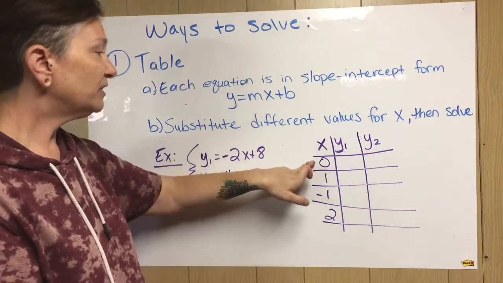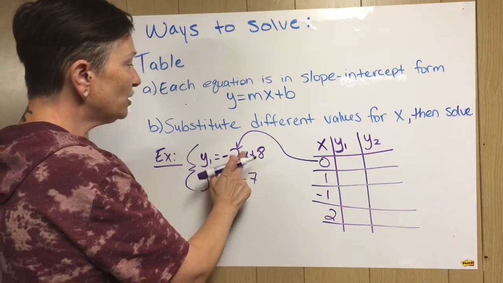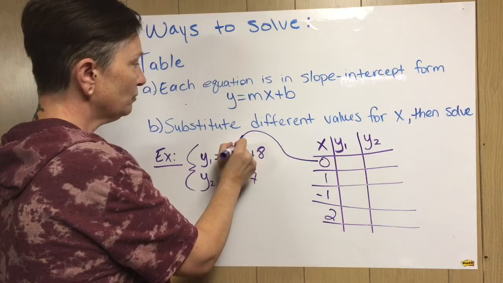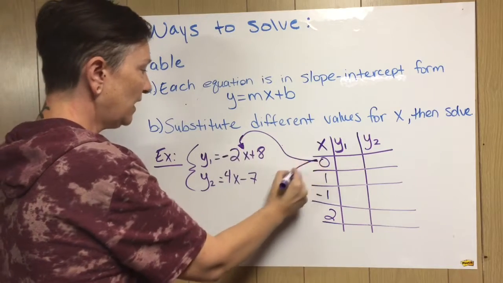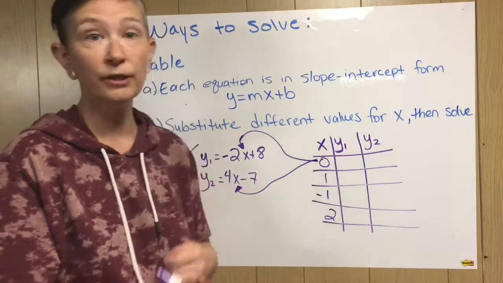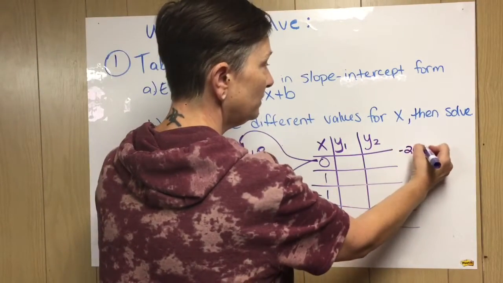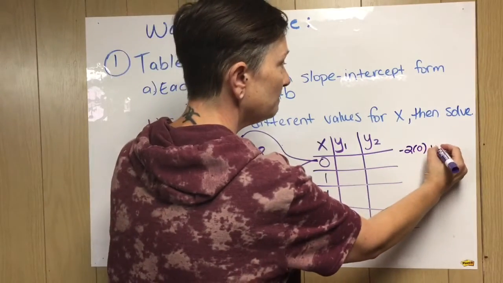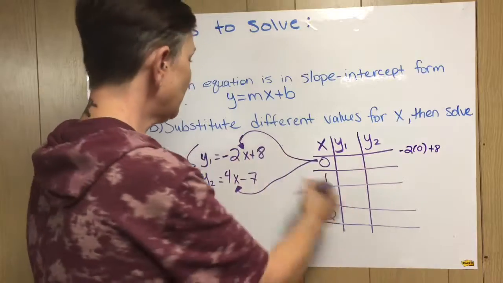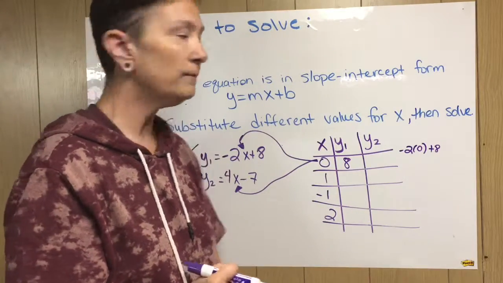So if x is equal to 0, I'm going to sub that into my first equation. We're going to sub that in for x here and x here, and then calculate these values. Negative 2x, that's going to be 0, plus 8. So negative 2 times 0 is 0. 0 plus 8 is 8. So I get a value of 8 for y1.